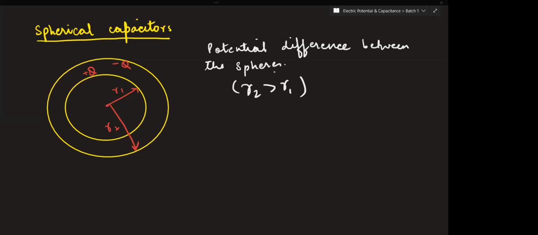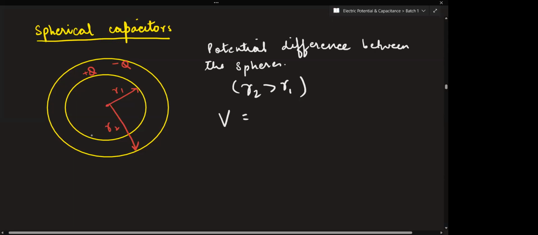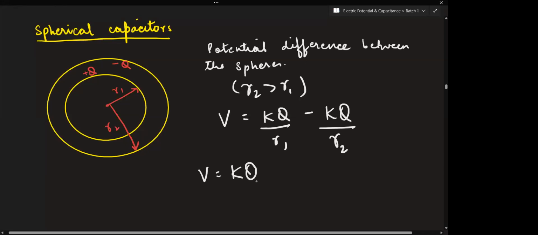Potential difference between the spheres will be what? Can anyone tell me, if charge is capital Q, radius is R1, what will be the potential on the sphere? Anyone? Yes, Samya. KQ by R. Which R? Two radii are there, no? R1. Yes, so it will be KQ by R1. And for this charge, it will be minus KQ by R2. Now let's take KQ common. So what is left? 1 by R1 minus 1 by R2.